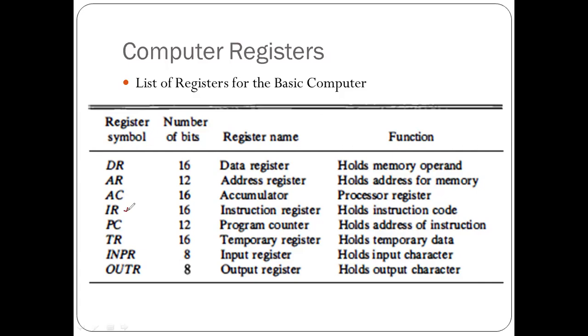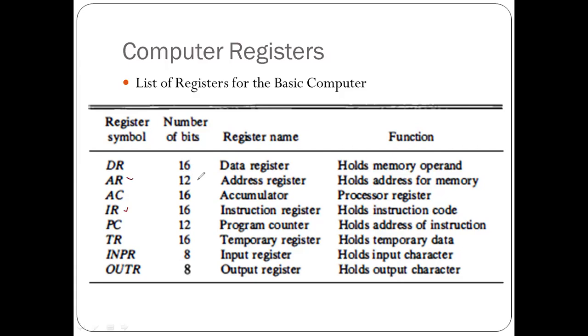So the decoder has to decode whether the instruction is a memory reference or a register reference. If it is a memory reference instruction, the least significant 12 bits will specify the address of the memory operand, right? And that has to be stored in a register which accesses the memory. That's called the address register. So the address register is 12 bits wide and holds the memory address.